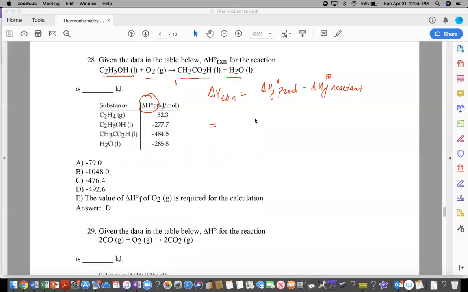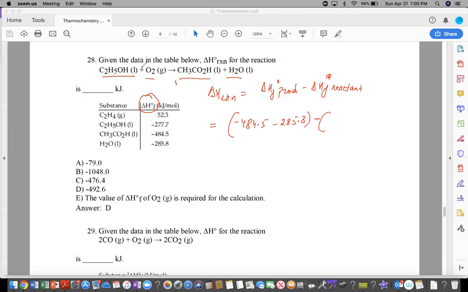Okay, so delta H of products. Products are CH3CO2H, which is this guy right here. So you got negative 484.5. This is our first product plus the second product. The second product is H2O liquid, which is minus, so plus minus will become minus. So minus 285.8, minus outside for reactant.